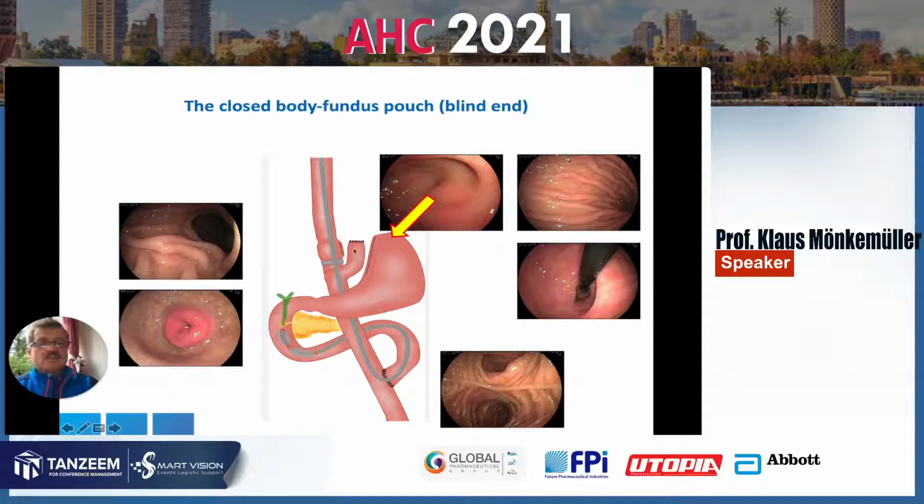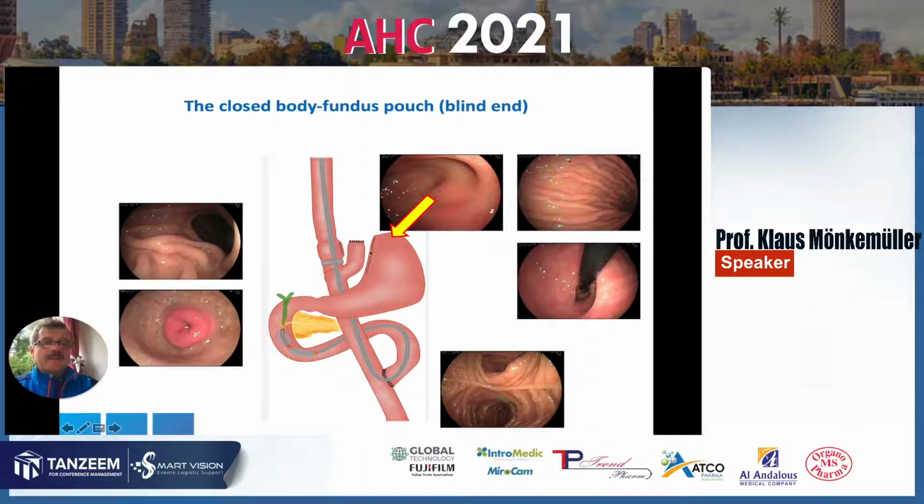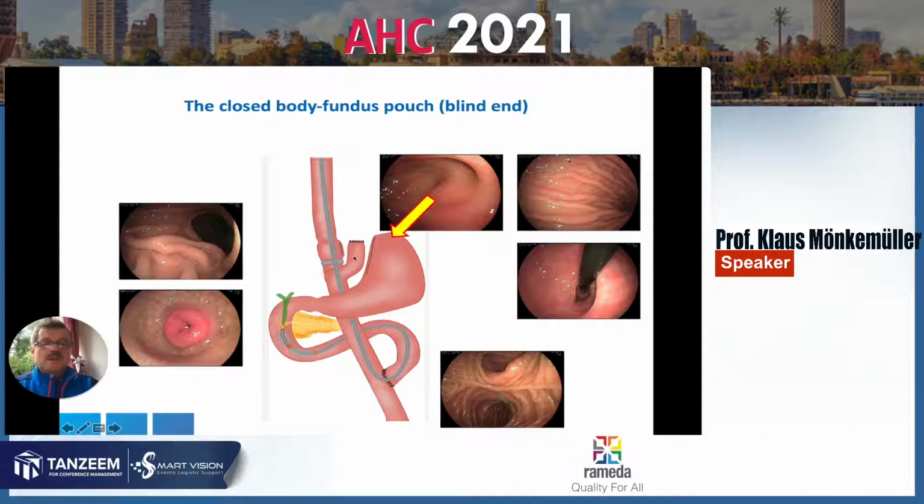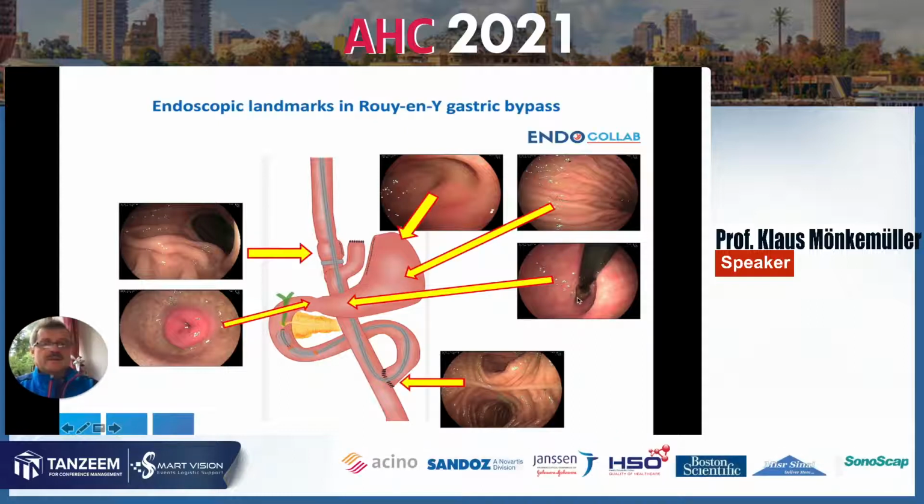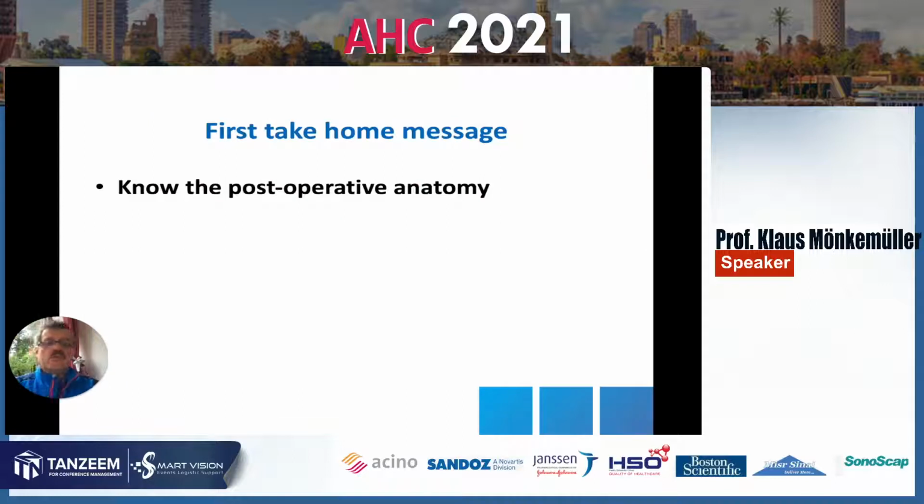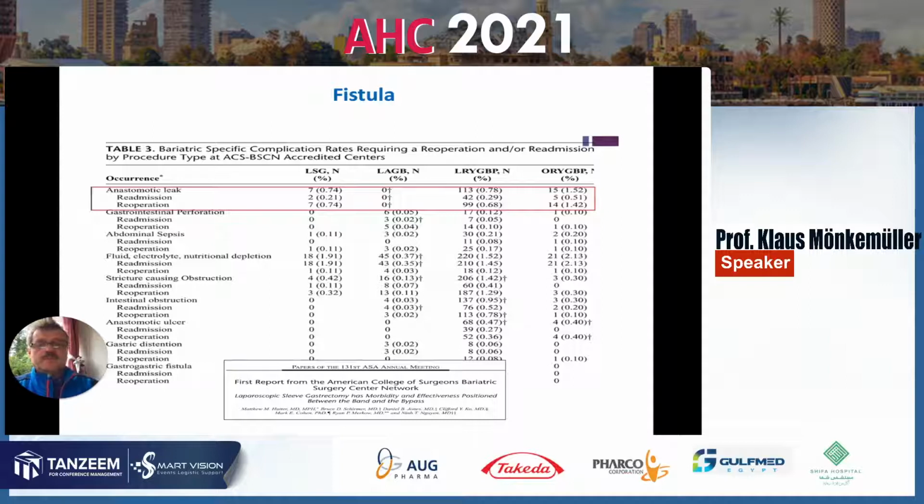In patients with this type of anatomy, occasionally there can be a fistula between the stomach and the stomach pouch, which can lead to bloating, diarrhea, and other significant symptoms. And here we're doing a retroflexion, but that's at the antrum of the stomach. So these are classic landmarks to remember during endoscopy. The first take-home message is to know the post-operative anatomy.